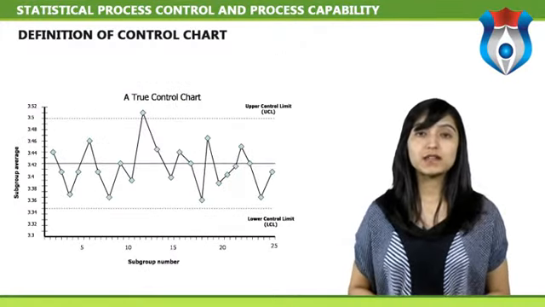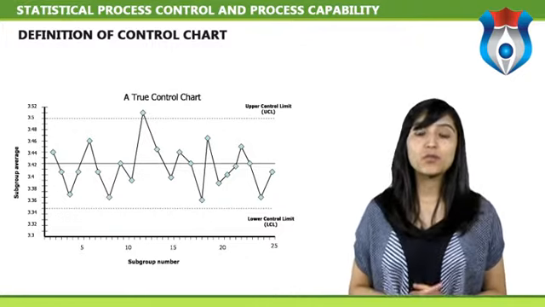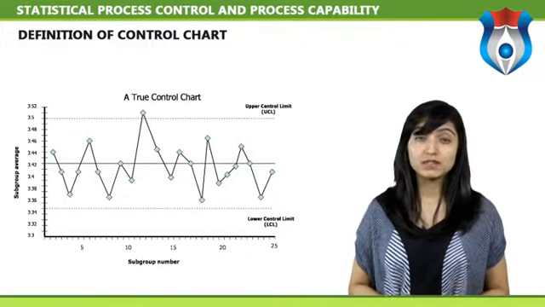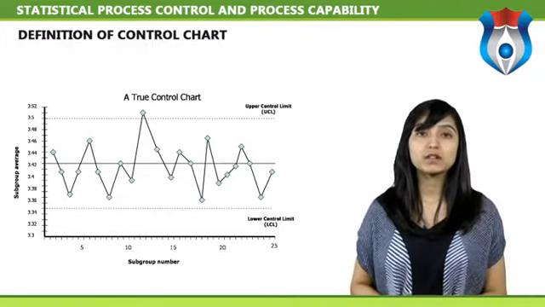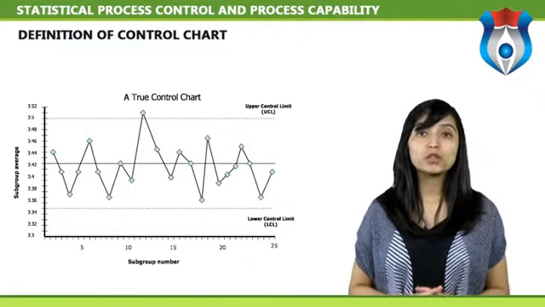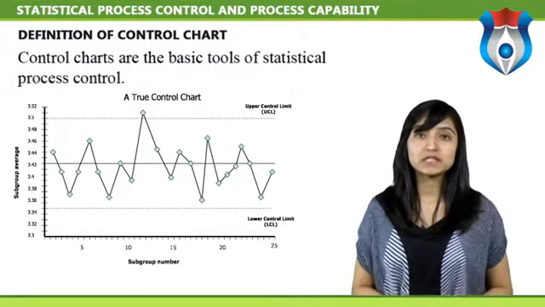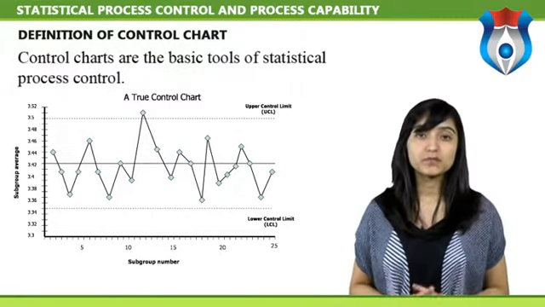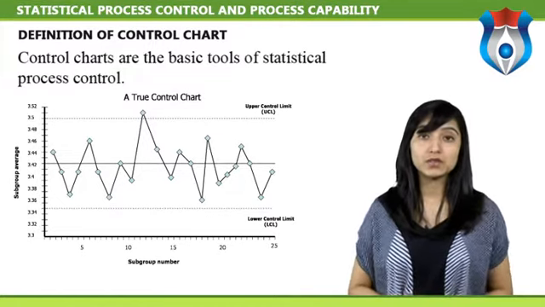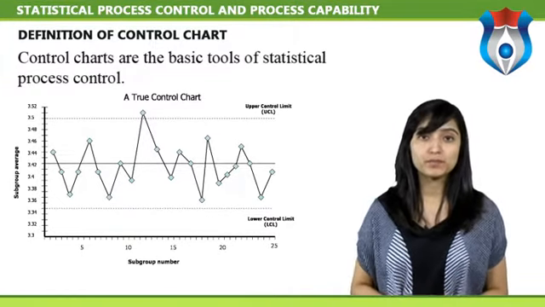Let us now discuss the definition of control chart: a set of methods for monitoring process characteristics over time, called control charts, and places these tools in the wider perspective of quality improvement. Control charts are the basic tools of statistical process control. They are simple to construct and use and are very useful in leading to process improvement.